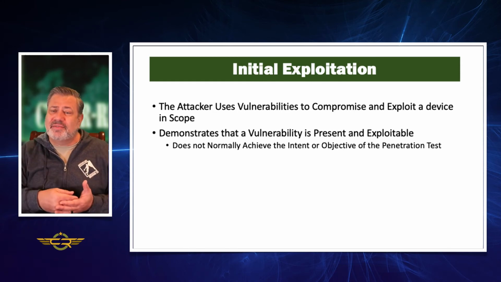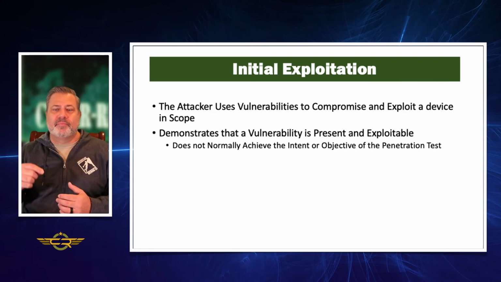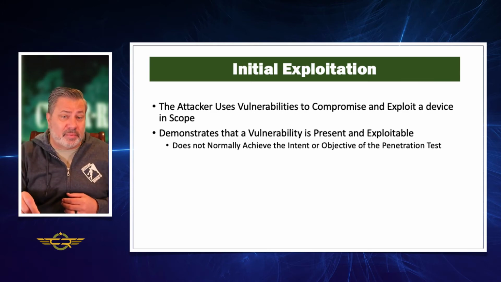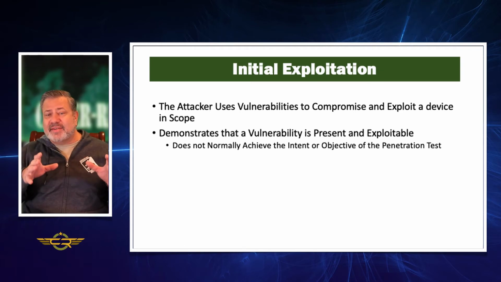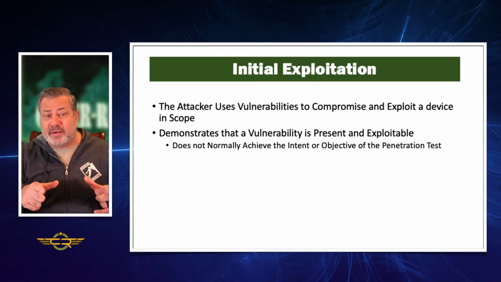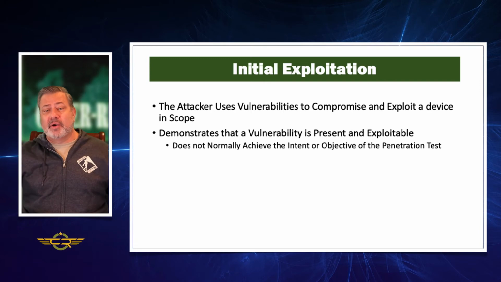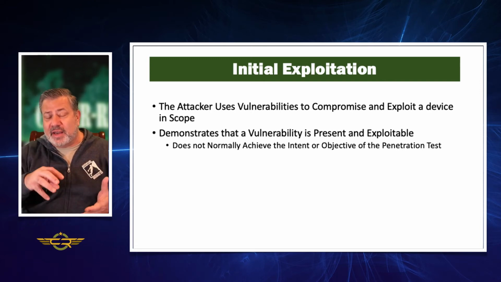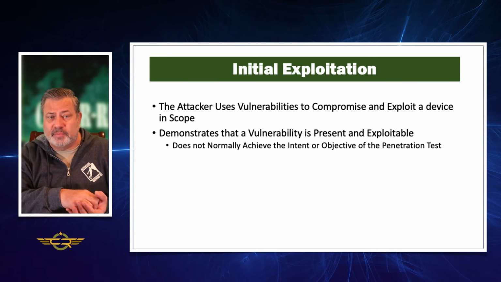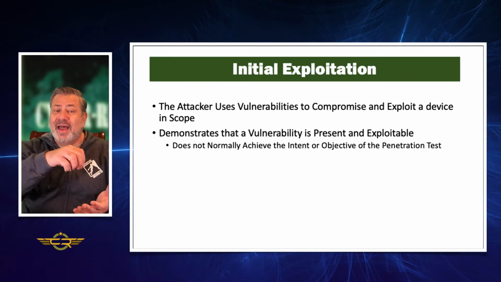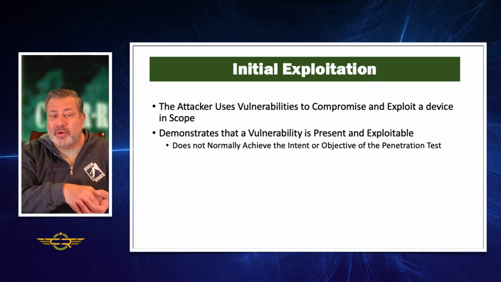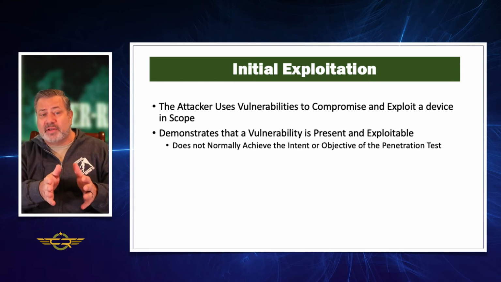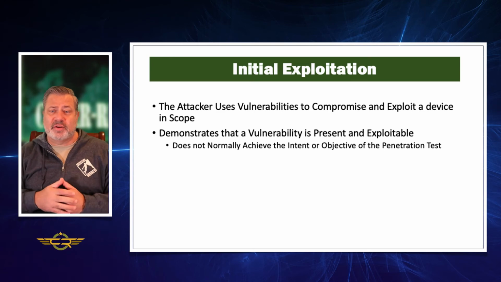We're going to use vulnerabilities to compromise that device. And this really demonstrates that a vulnerability is present and exploitable on that box. It doesn't normally achieve the objective of the pen test. So the pen test can have a bigger objective. And this initial exploitation is just saying, I can get on this one box. Maybe it's a Windows box or a Linux box. I've landed on the box. I've exploited the box. Now I'm there. Now I'm probably going to launch a pivot and continue the penetration test.